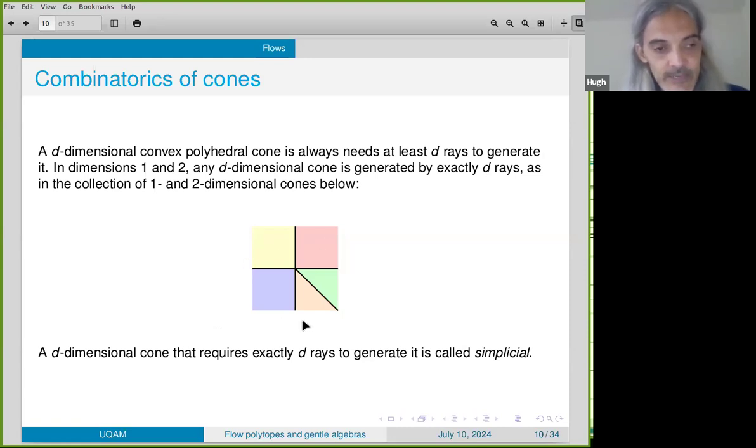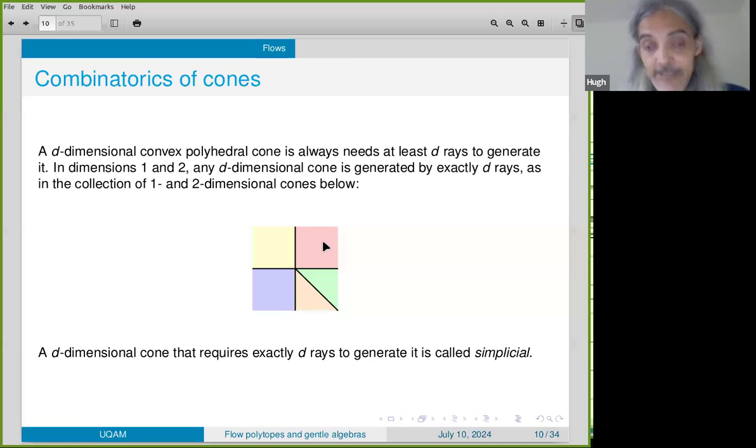So here we're thinking of this little picture as a collection of cones: 5 two-dimensional cones that are colored in, and then 5 one-dimensional cones separating them. Each of the one-dimensional cones is generated by 1 ray, and each of the two-dimensional cones, so this red two-dimensional cone, for example, is generated by this ray and that ray. And so we see that for two-dimensional and one-dimensional cones, we always have the same number of generators as d, and such cones are called simplicial.